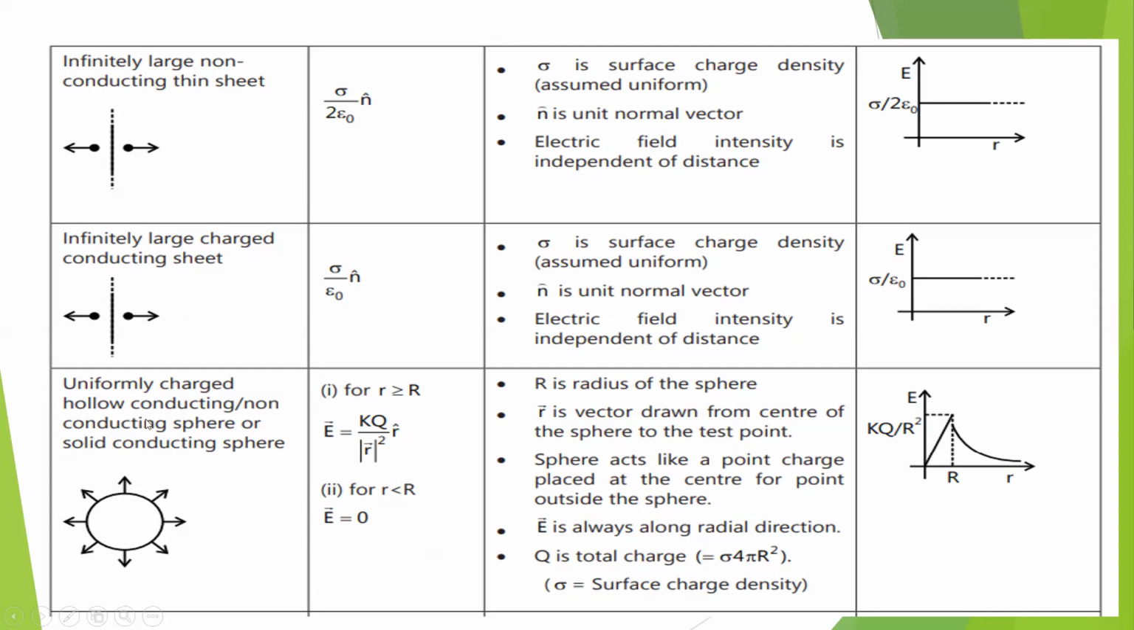And uniformly charged hollow conducting, non-conducting sphere or solid conducting sphere. Here, if r, the distance of the point, is greater than or equal to R, the radius of the sphere, then E is equal to kQ by r square r cap. And if r is less than R, E is equal to 0. R is the radius of the sphere, and r cap is the vector drawn from the center of the sphere to the test point. The sphere acts like a point charge placed at the center for a point outside the sphere, and E is always along the radial direction, as you can see in the picture. Capital Q is the total charge, which is equal to sigma 4 pi R square, and your graph is represented like this.